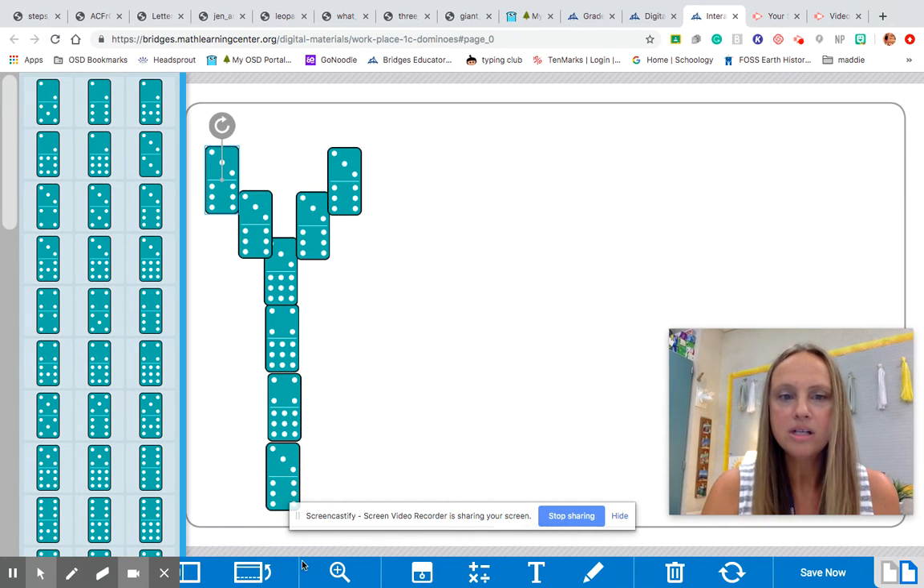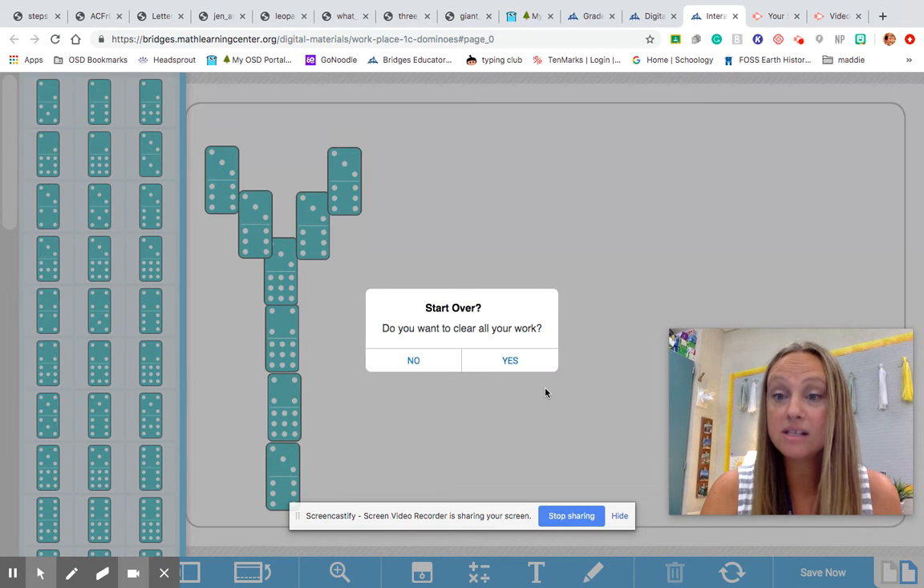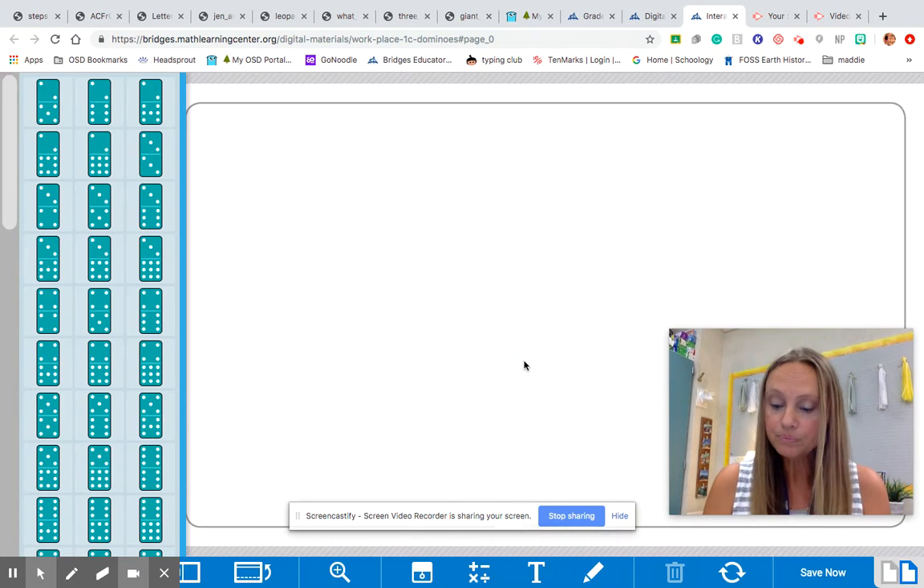Now remember, down here on your toolbar, you can hit those two arrows and you can say yes, and it will clear your work. Okay. Now, the other two are going to involve you counting and looking at the dominoes, okay?